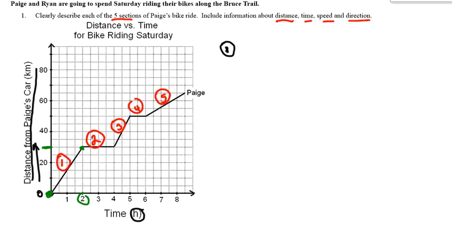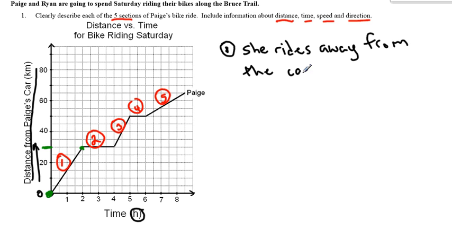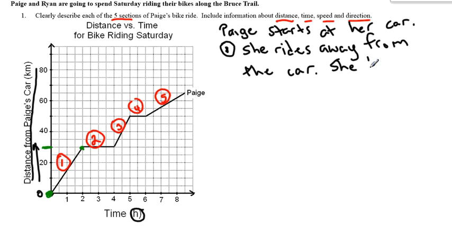So let's start to describe that. So in the first section, she rides away from the car. Now, what I didn't really say anywhere is that she started at the car. So let me put that up here. I'm going to say Paige starts at her car. It's always good to know where someone is starting a journey, so that when you describe it, you have a reference point, right? Makes sense. So Paige starts at her car. And then in the first section, she rides away from her car. That's her direction.